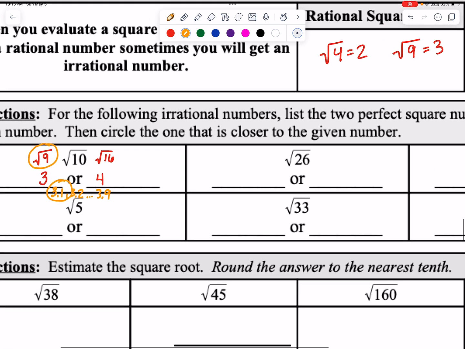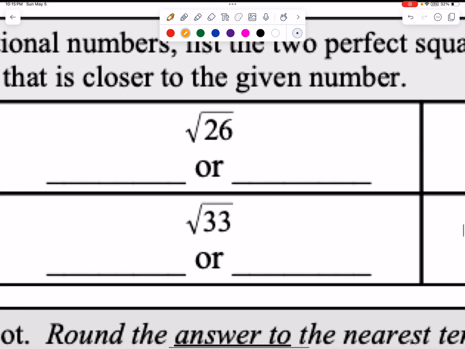Okay, let's go ahead and try the next one. What do we think an estimate is of the square root of 26? The first thing I do is just think about my multiplication facts. So 4 times 4 is 16. That's not really close to 26. 5 times 5 is 25. That's really close. So I'm going to go ahead and say the square root of 25, and that equals 5.